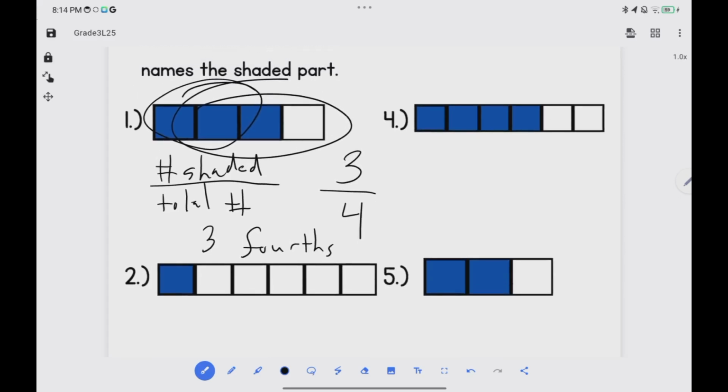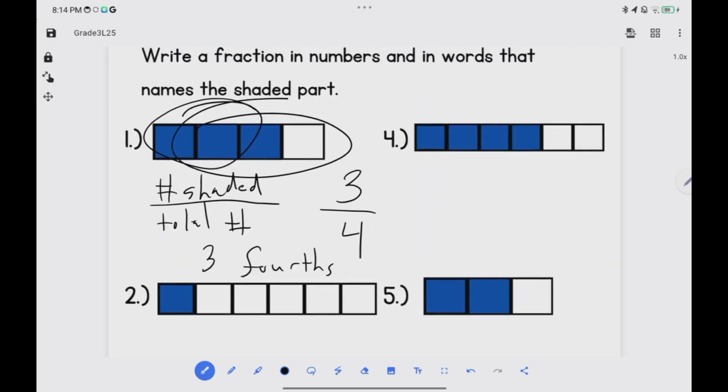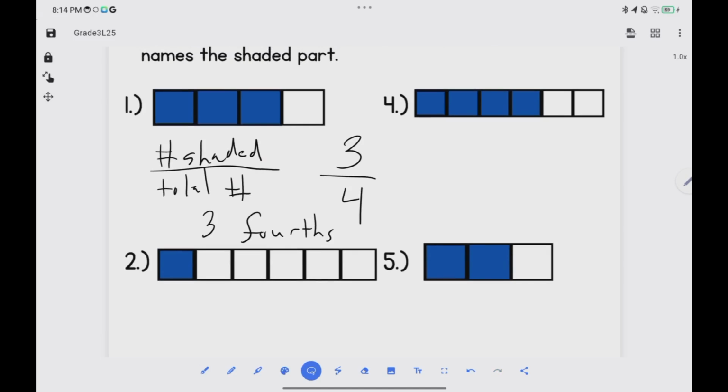Here we have, this is basically saying 3 out of 4 of 1 is the number. You have 3/4.